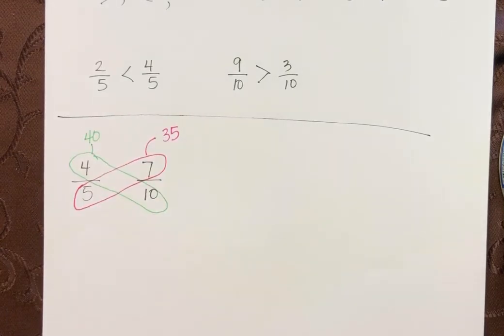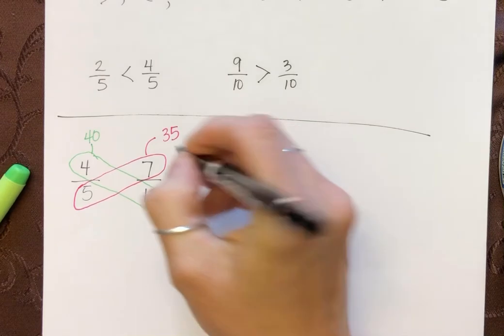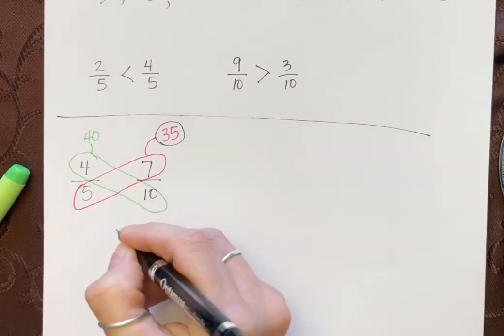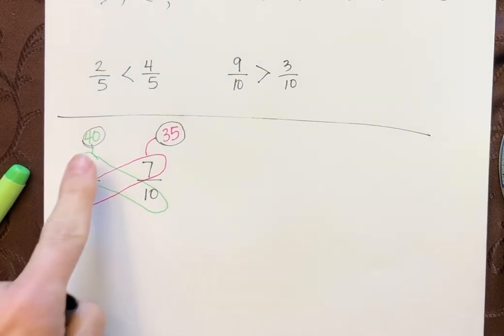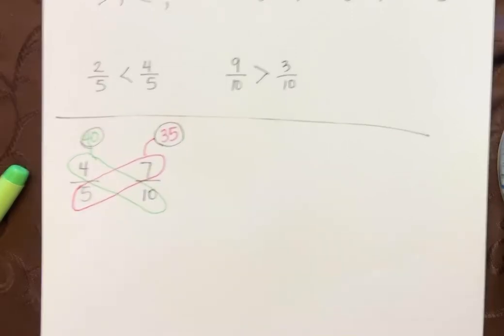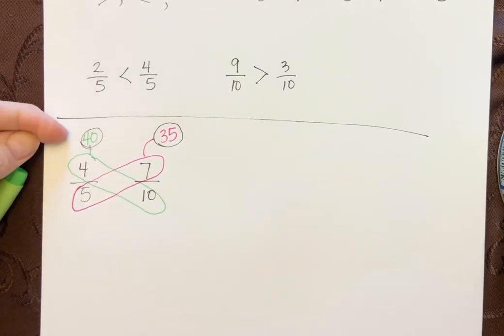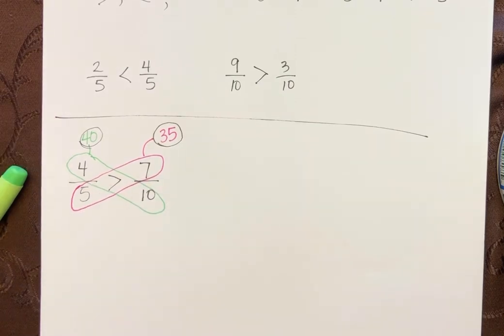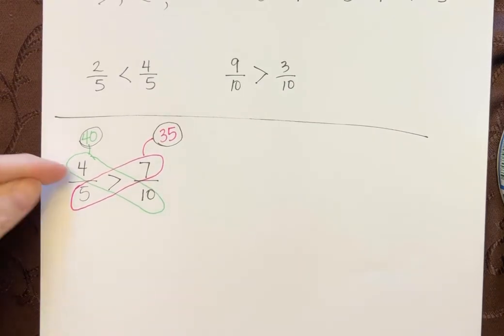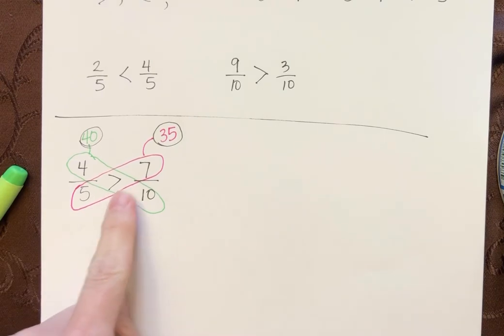Now, I've created 2 new numbers. I have 35 and I have 40. Here's where the butterfly comes in. If you look at it and you use your imagination, you really have a butterfly here. Now, what I do is I look at these 2 numbers that I just created. The number that is the largest represents the largest fraction. Okay, so 4/5 is greater than 7/10.